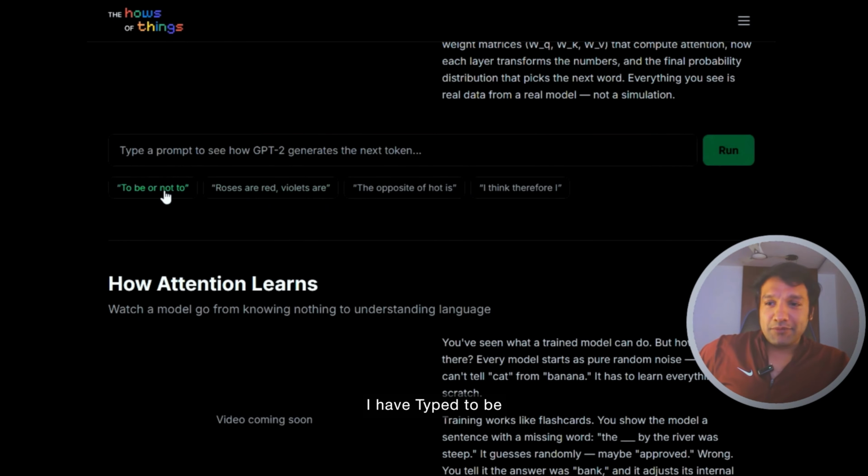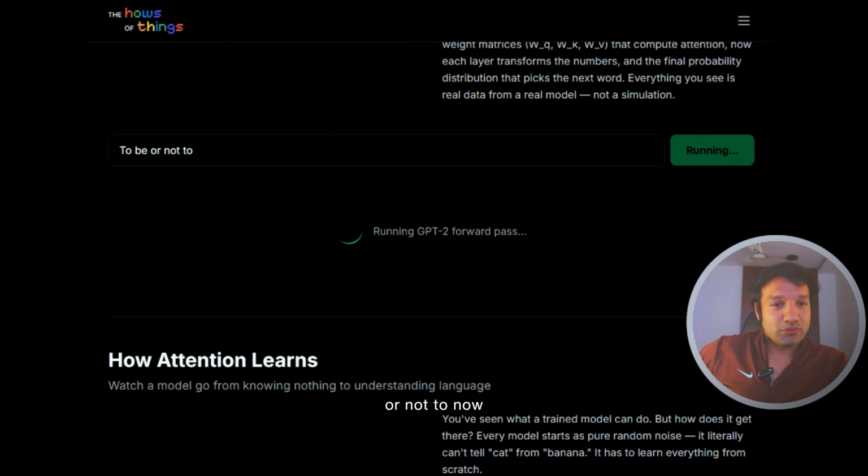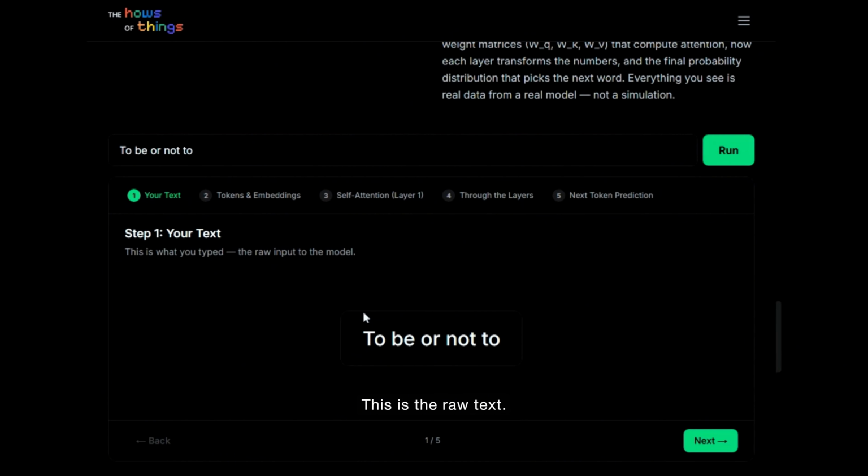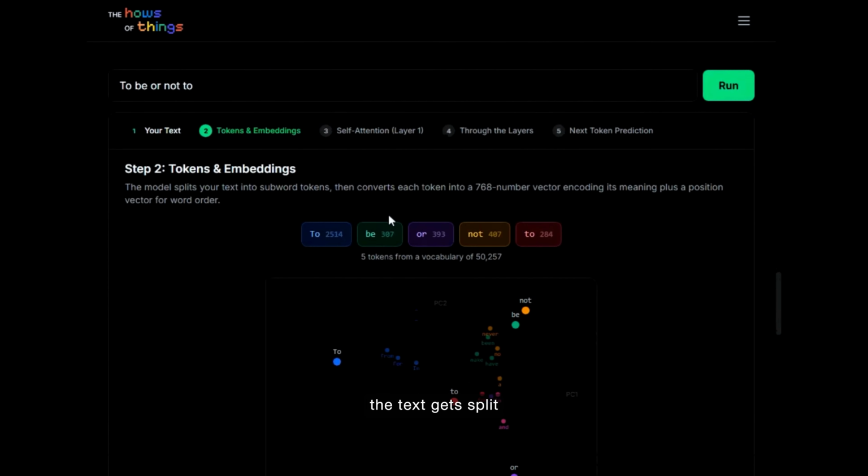I have typed "to be or not to." Now, this is the raw text. The model can't do math on letters. It needs to convert this into numbers first. First, the text gets split into tokens, not words, tokens. Sometimes a full word, sometimes just a fragment. Each one gets an ID number from the vocabulary of 50,000 possible tokens in our case.